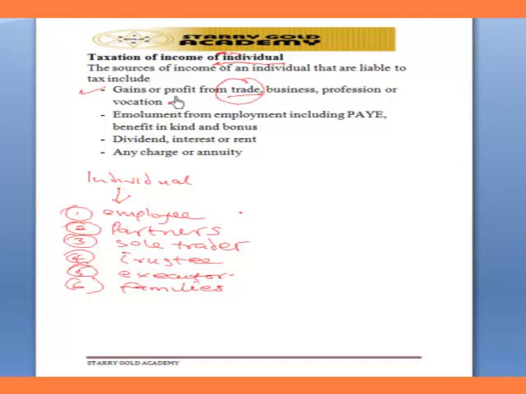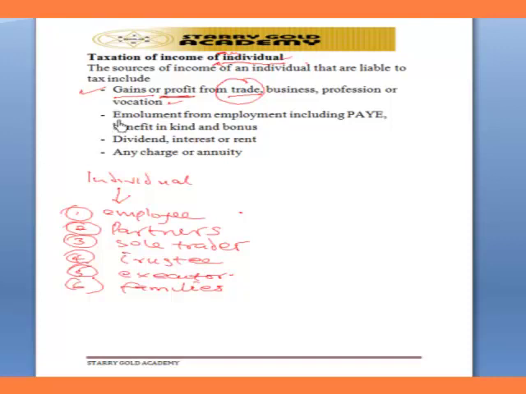Right? So note that it is the profit. Profit, of course, we all know what profit is. Excess of income over expenditure, excess of revenue over expenditure. So profit or gains are liable to tax. This profit or gains are liable to, of course, personal income tax, because we're talking of individuals here.